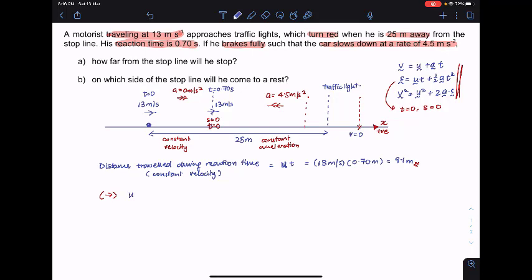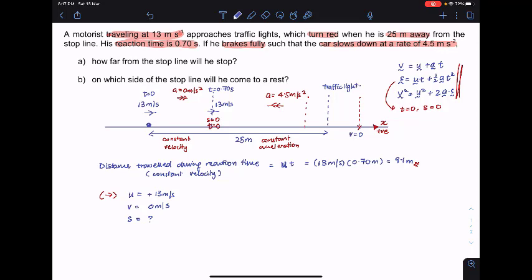Initially, he's going to start off at 13 meters per second. And since it's towards the right, so it's actually positive. And then finally, he's going to come at 0 meter per second. Now, what do we need? Okay, we need to find what is the distance he has traveled during that time. So s is what is unknown.